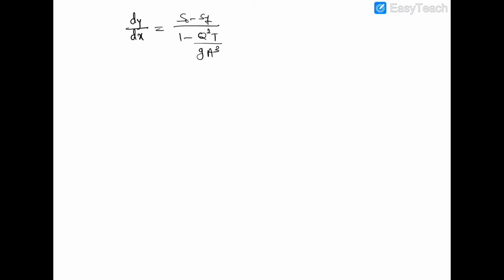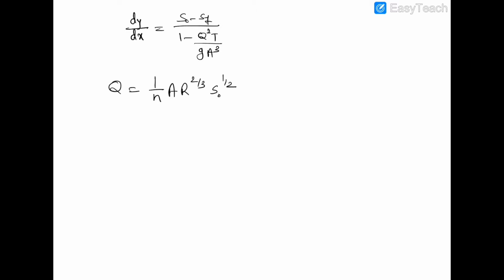Prismatic channels are those channels in which the cross-sectional area of the channel remains constant throughout the length of the channel. In a prismatic channel, without any obstruction or break in grade, the flow will be uniform. And the discharge equation in case of uniform flow in a prismatic channel will be Q is equal to 1 by N A R to the power 2 by 3 S naught to the power 1 by 2. This is Manning's equation to find discharge in uniform flow.